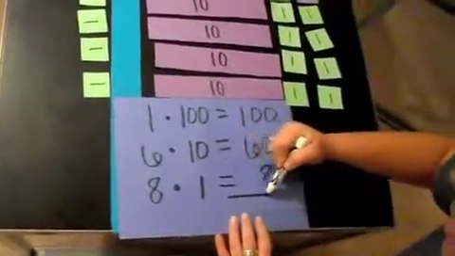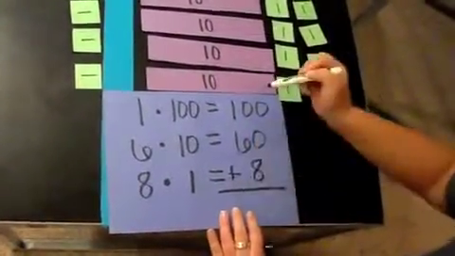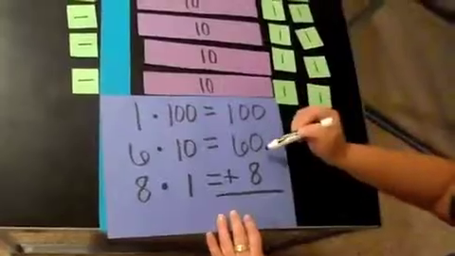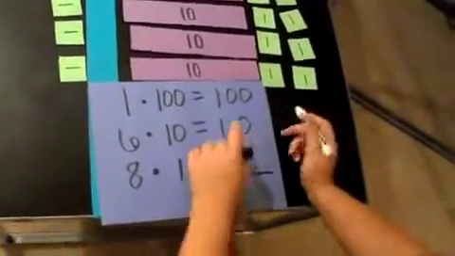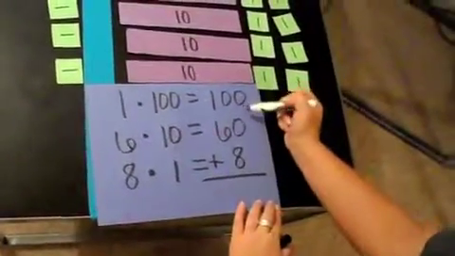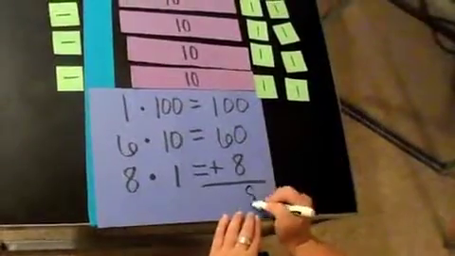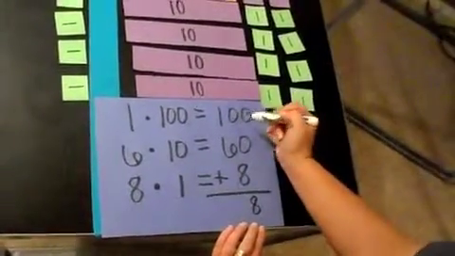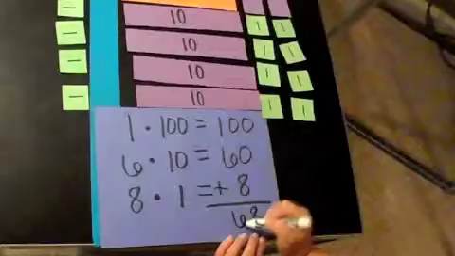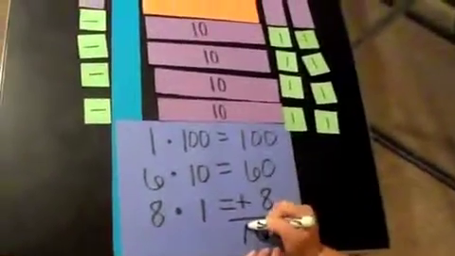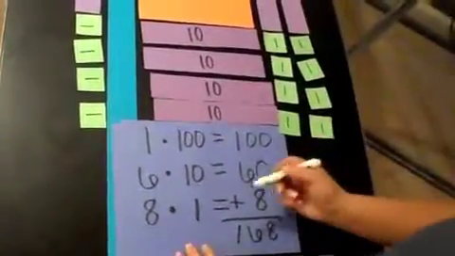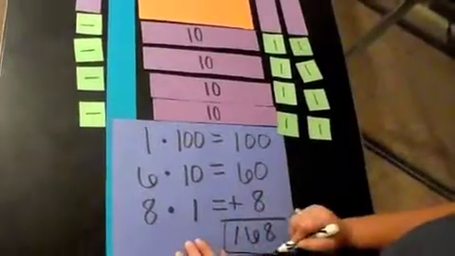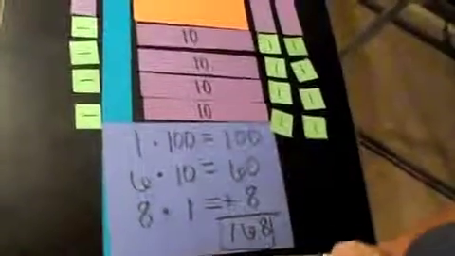Now, all we need to do is add this 100, 60, and 8 together. So let's do our ones. 0 plus 0 plus 8 equals 8. 0 plus 6, and we bring down our 1. So 12 times 14 equals 168.